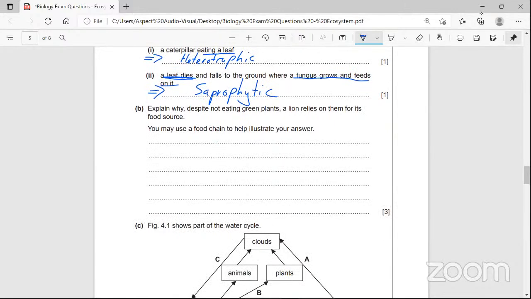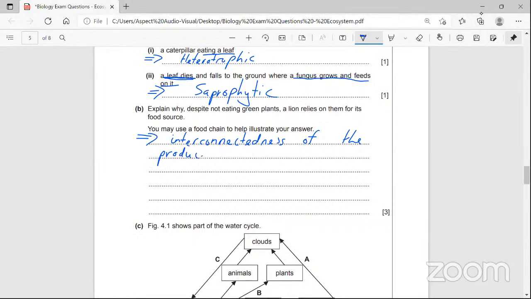Now the next one, explain why despite not eating green plants, the lion relies on them for its food source. The interconnectedness, right? You need to explain the food chain. Interconnected, of the producer, let's say green plants, to the secondary consumer. Altogether.